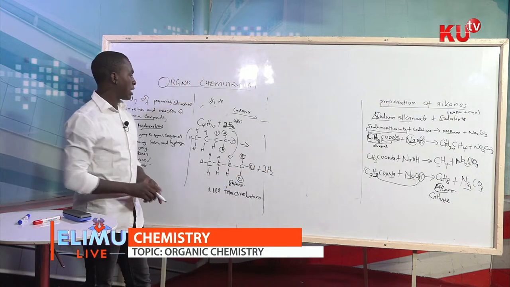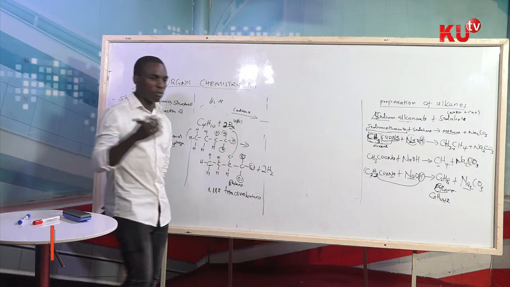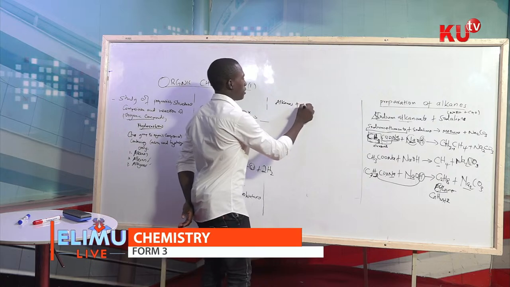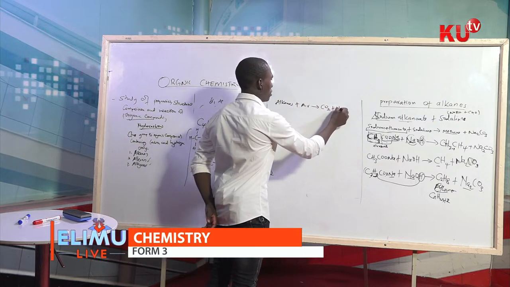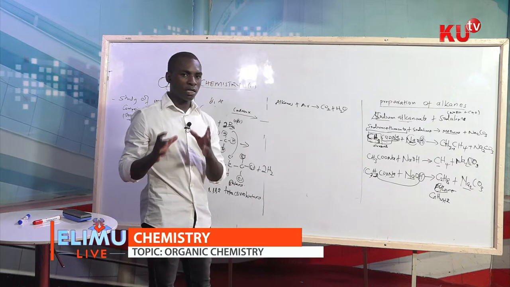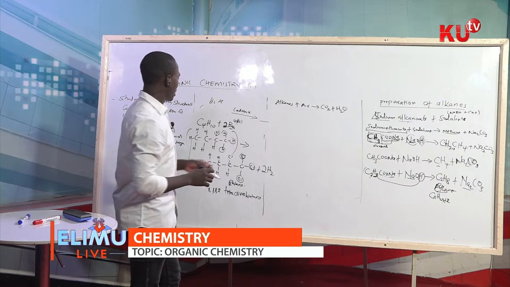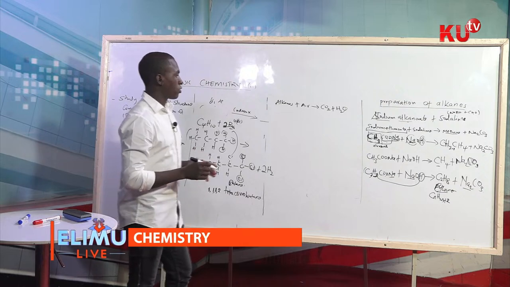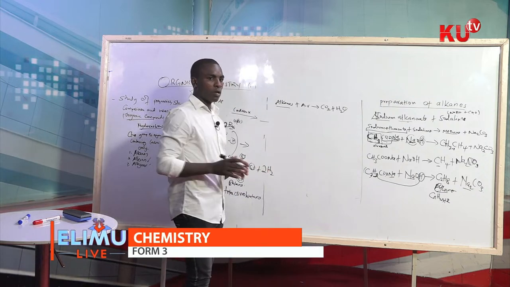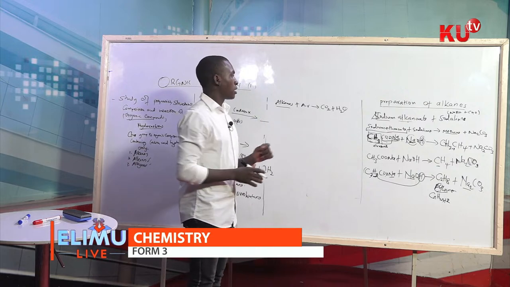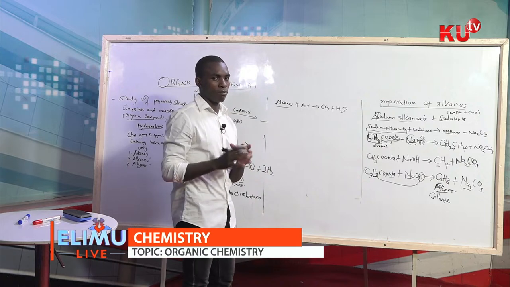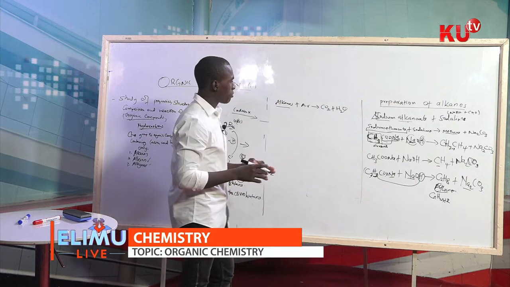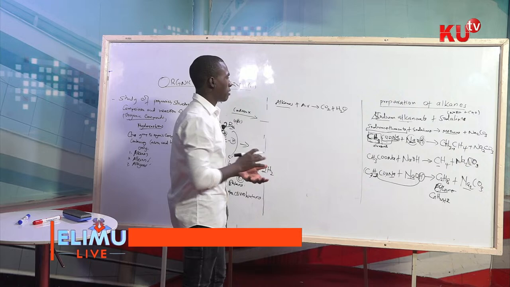Another property of alkanes is that they burn in air to produce carbon dioxide and water. All hydrocarbons burn in air to produce carbon dioxide and water. But for this specific group of hydrocarbons, the alkanes, remember we said that they are saturated. Remember this for the sake of practicals. When we burn alkanes in air, they burn with a blue non-sooty flame because they are saturated. That's one of the properties that is visible.